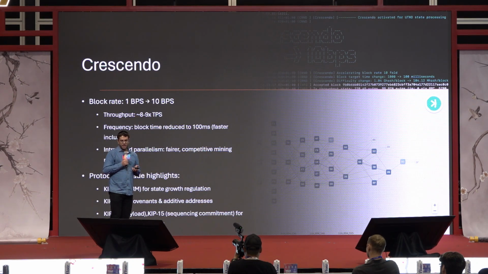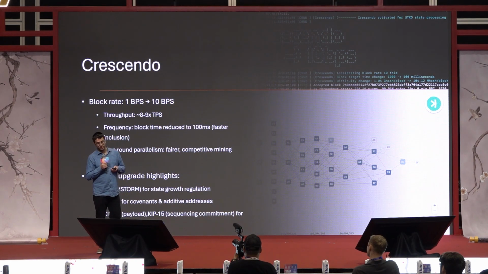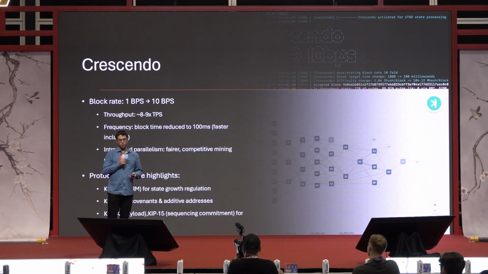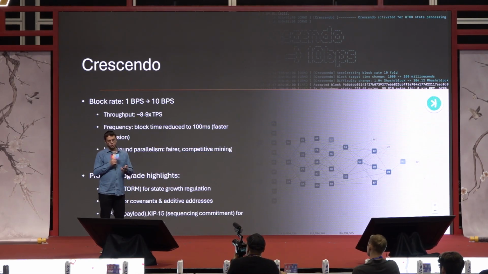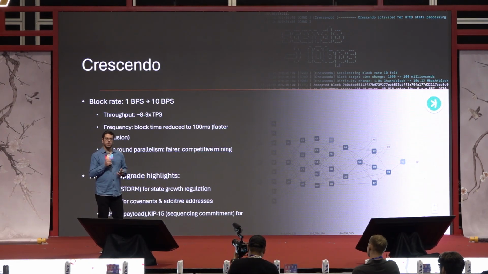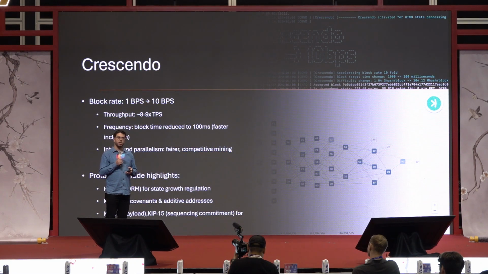So what's the point of 10 BPS? First of all, just to be fast, throughput. Obviously, if you take the same block sizes and you make 10 of them instead of 1 in a second, you increase throughput. Unsurprisingly, maybe, you don't increase throughput tenfold. You might introduce some additional collisions in the process of creating more parallel blocks.